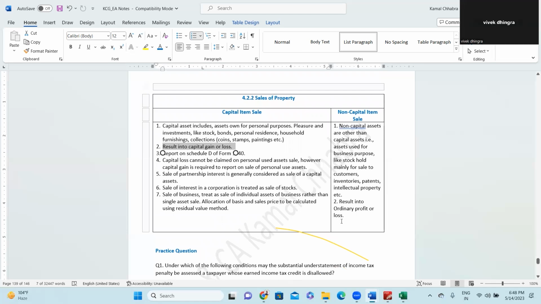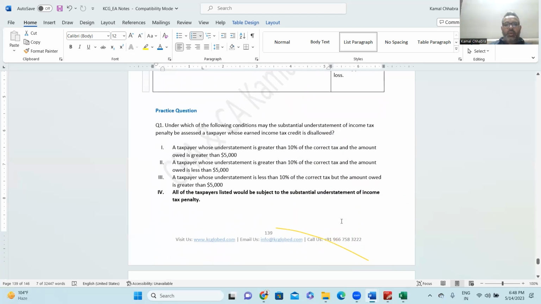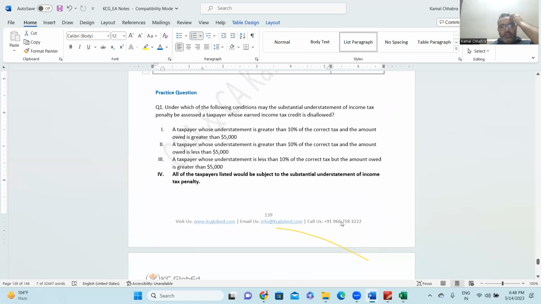Yes, sir. Okay, so now let's do a practical question, one more question. Under which of the following conditions may the substantial understatement of income tax penalty be assessed on a taxpayer whose earned income tax credit is disallowed?